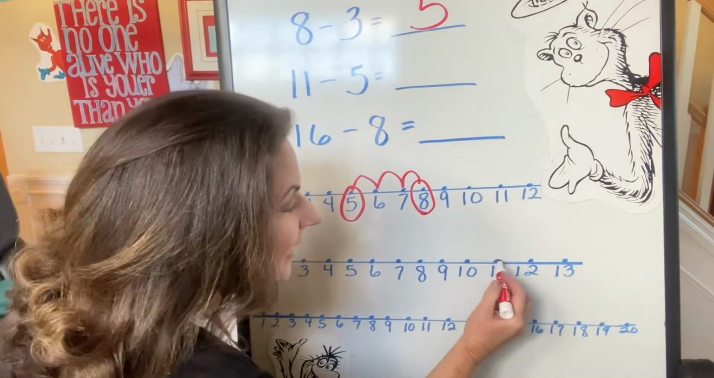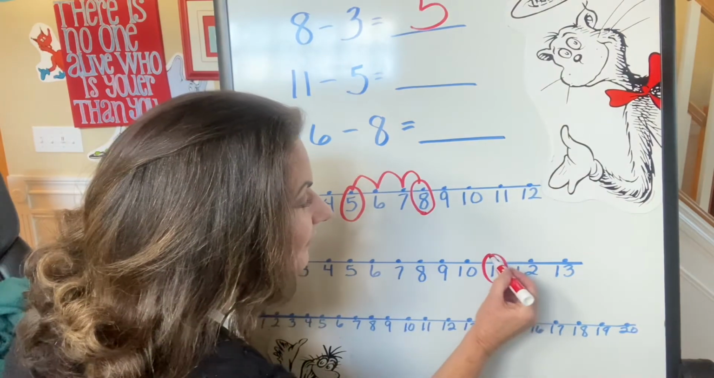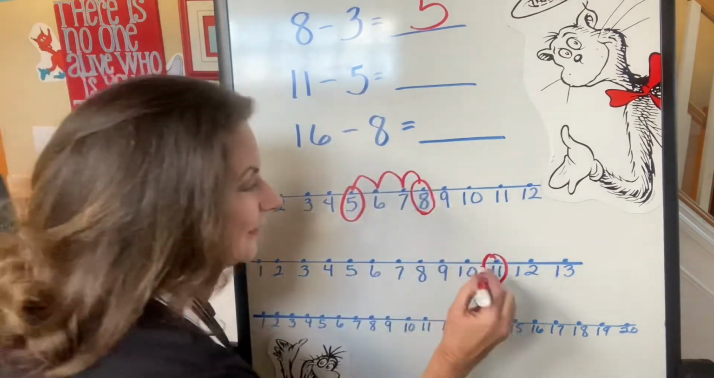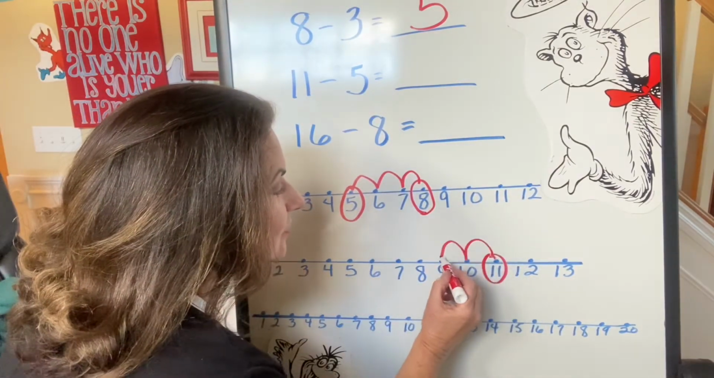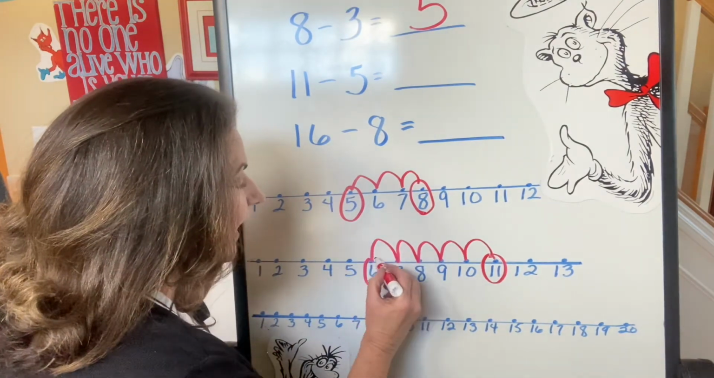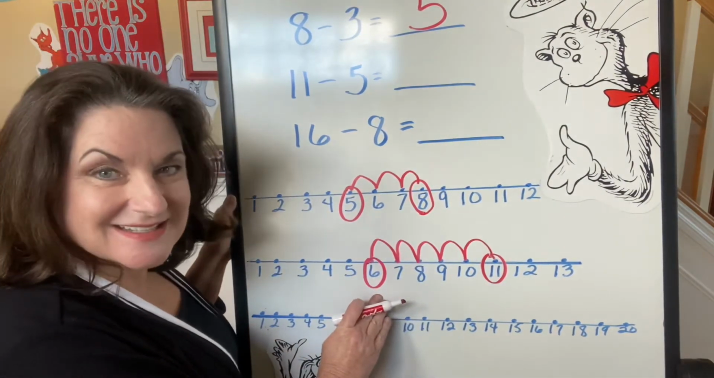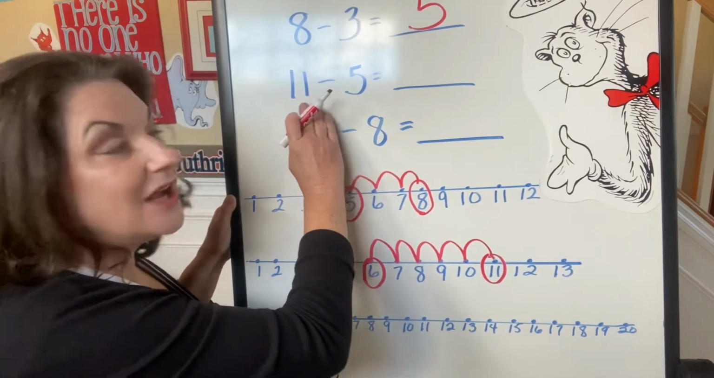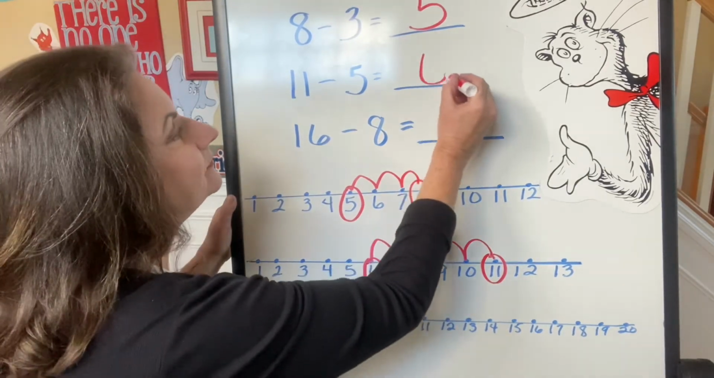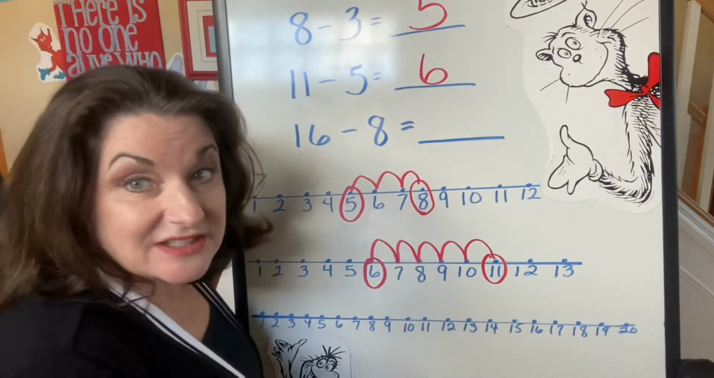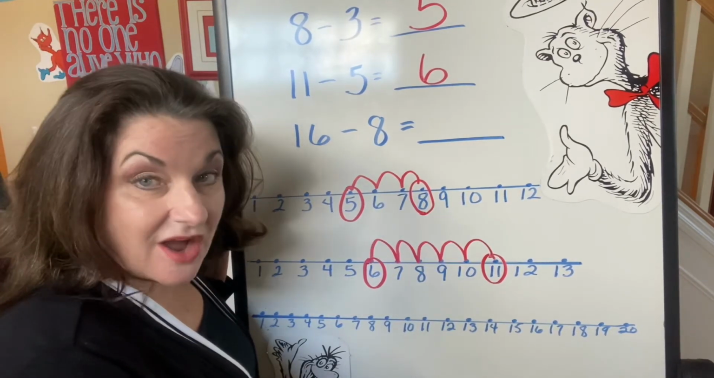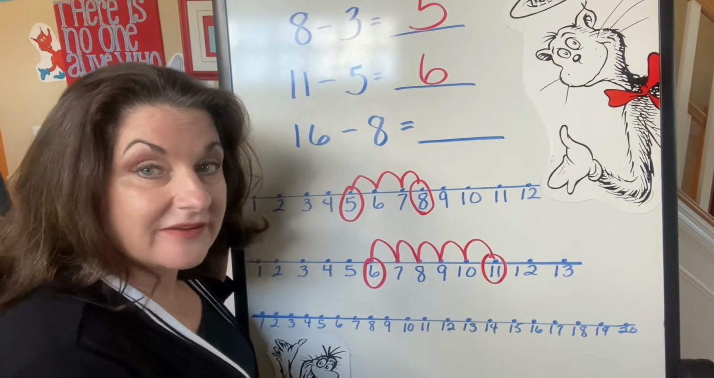So let's start at 11. We're going to circle 11. And we're going to hop back how many places? 5. 1, 2, 3, 4, 5. And I end on 6. So 11 minus 5 equals 6. If I had $11 and I spent 5 at McDonald's, I would have $6 left.